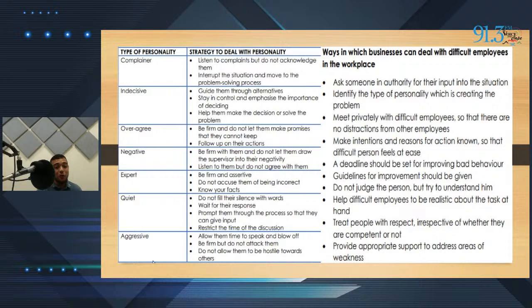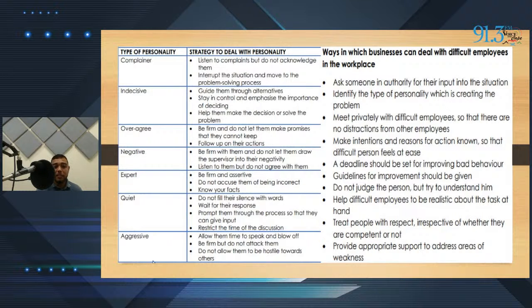We always have an overagreeer, so be firm and do not let them make promises that they cannot keep. Follow up on the actions. Boys, do not make promises to your females because you will not keep that promise. And if you don't keep that promise, it then causes something we call conflict.